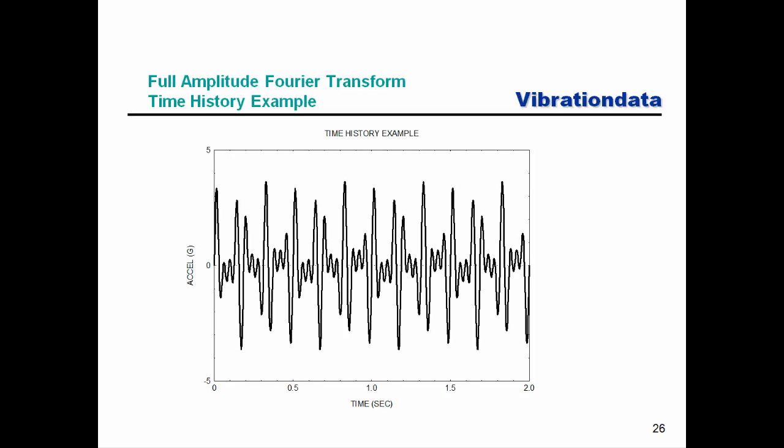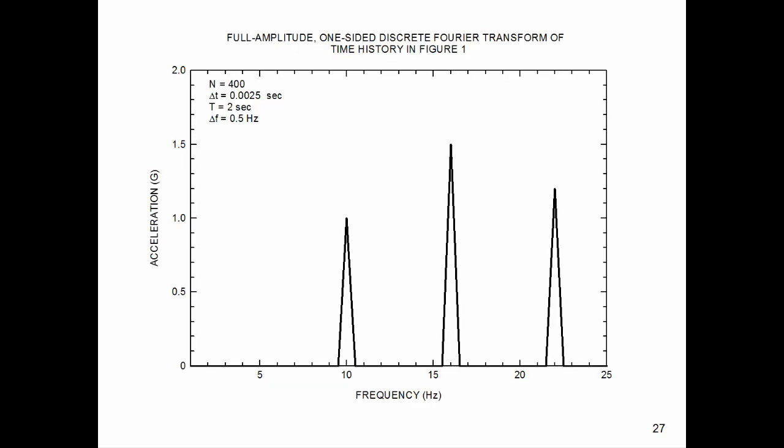So that's good news. And do you remember the time history I showed you earlier, where I said we've got this time history, acceleration G versus time in seconds, and it's really just 3 sine functions, and I even showed you the mathematical formula for it. So if we go back and take the full amplitude, one-sided discrete Fourier transform of that signal, we get acceleration G and frequency in hertz. In this case, our delta F is a bit wider here. It's just the inverse of 2 seconds, so we're getting a point every 0.5 hertz.